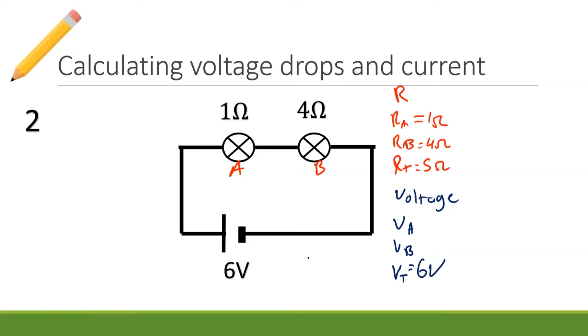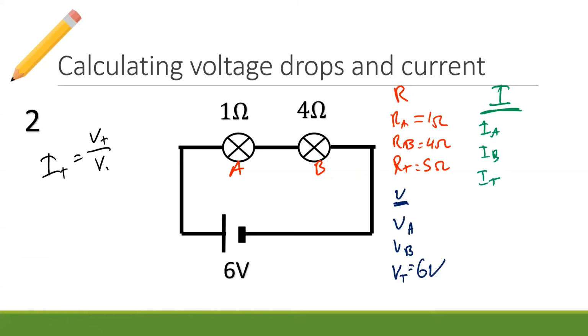Okay. So that means the last one to look at is the current. The current, well, we don't know what the current through A is. We don't know what the current through B is, but we can work out what the total current is. We can use the same formula we used before. The total current is going to equal the total voltage divided by the total resistance. And we got that because V equals IR. Dividing both sides by R gives you I.